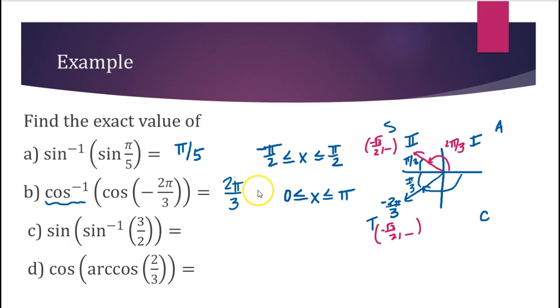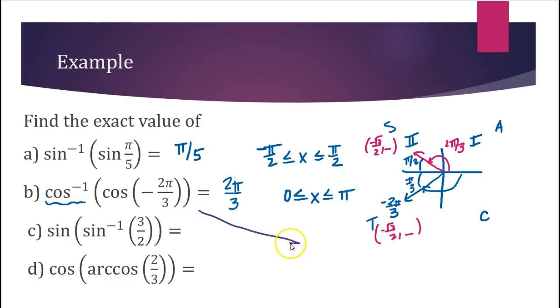The other way we can think about getting this particular value, because cosine of negative 2 pi over 3 can be evaluated, is, well, we can just go ahead and figure out what that is. So figure out what is cosine of negative 2 pi over 3.